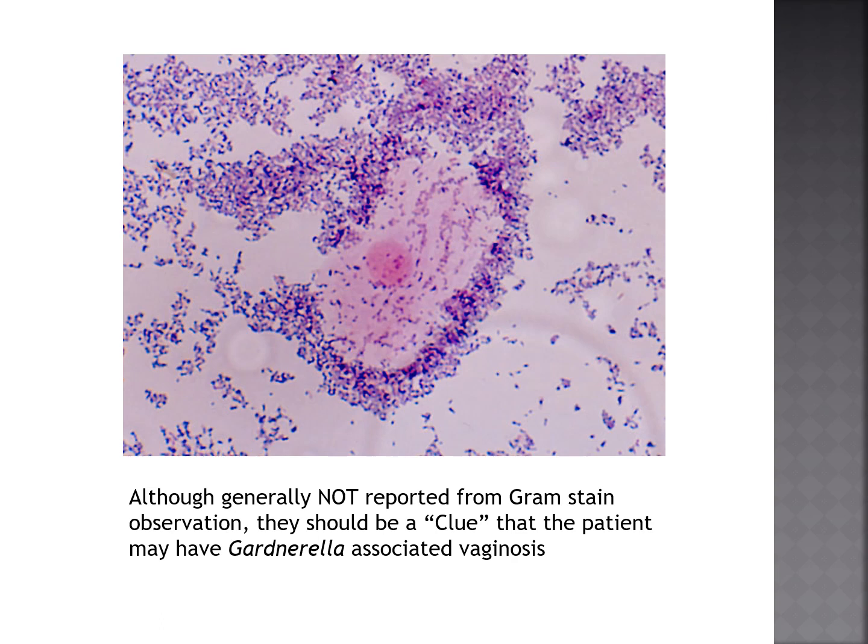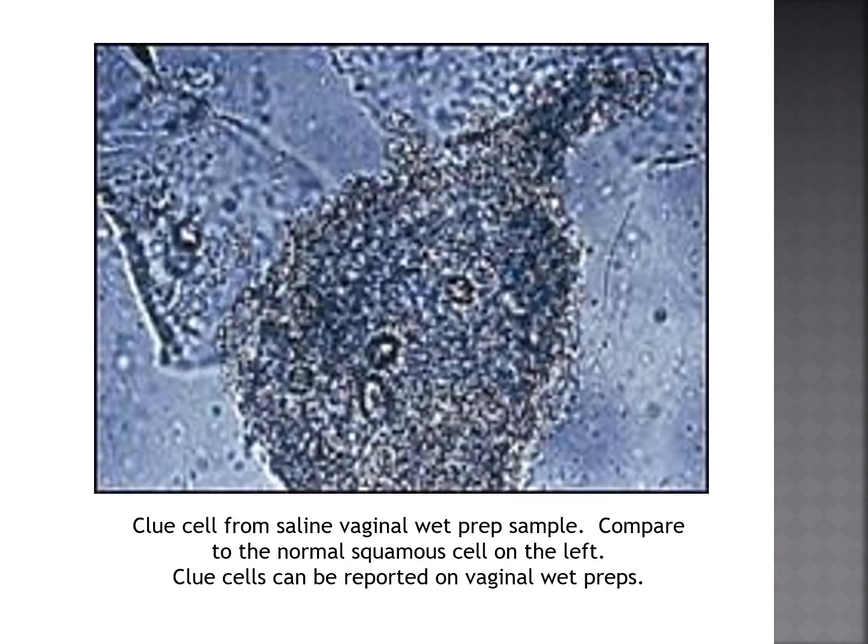We usually don't report out clue cells on the gram stain. However, this is an example of a squamous epithelial cell that looks like it's been pressed in sand with gram variable bacteria. This is a pretty good clue that we are dealing with Gardnerella vaginalis. More likely, clue cells are going to be identified in a saline vaginal wet prep, and they are reported on saline vaginal wet preps. Here in this image, you can see two normal squamous cells on the upper left and at the top of the image, and then we have the bottom two squamous epithelial cells that are completely covered in bacteria. Those are great examples of clue cells, and again, clue cells are associated with Gardnerella vaginalis.